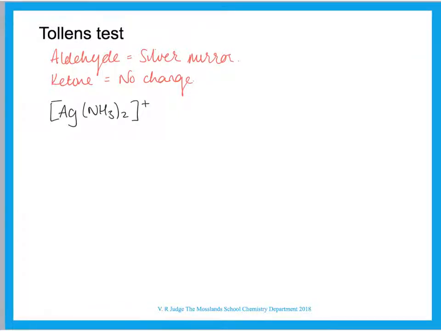So this complex here, the diamine silver complex, is the important part of the Tollens reagent, and this is the part that's going to do the oxidizing. So as it's an oxidizing agent, the diamine silver gets itself reduced, so it gains electrons, and this reduces the silver in the complex down to elemental silver. And it will also produce 2 lots of ammonia.